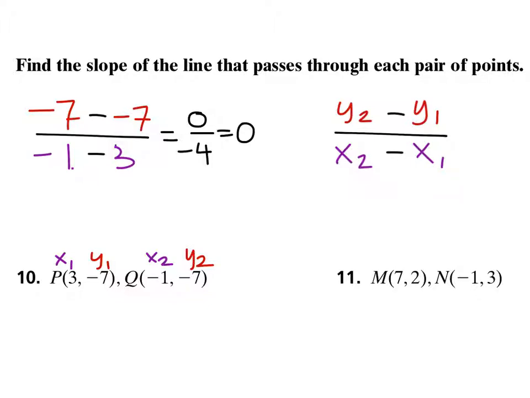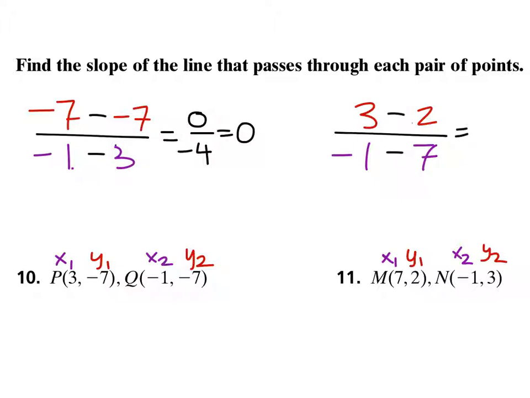Next up, we're going to do the same thing with number 11. So let's go ahead and figure out which values are which. Again, I'll just say that this is x1 and y1. So x1 is 7, y1 is 2, and then x2 is negative 1, and y2 is 3. So I'm going to go ahead and replace those values in the formula. So x1 is 7, and y1 is 2, and x2 is negative 1, and y2 is 3.